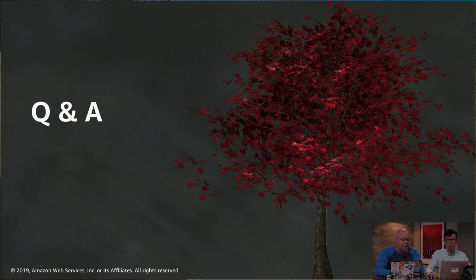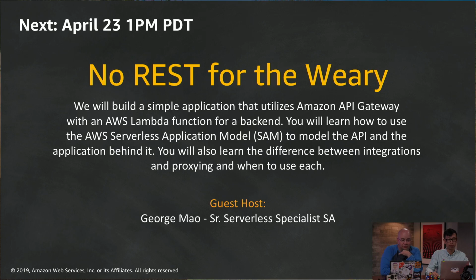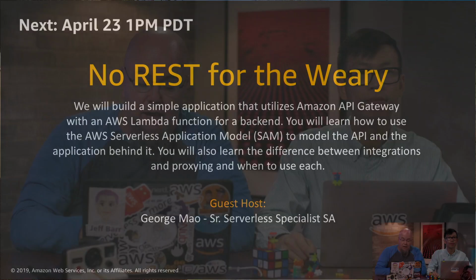We're going to go ahead, and I know we've been answering questions, and we're out of time. So I'm going to tell you about our next session, coming up on April 23rd at 1 p.m., same time, same place. It's called No Rest for the Weary, and this is where we get hands-on. I really encourage you to come check this out. George Mao is going to be joining me. He's one of our senior serverless specialist solutions architects, and we're going to start building an application and show how these work. Again, I would encourage you to watch Building Happy Little APIs. It will bring you peace. It will bring you harmony and all those things.